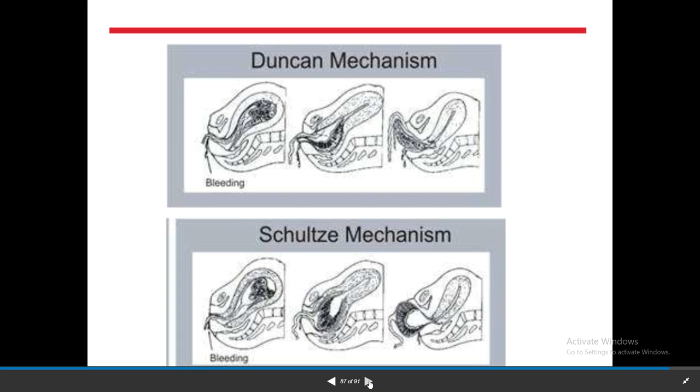This you can see in the Duncan method and Schultze method. This is how it is expelled, and here is how it is expelled. In one, the detachment starts from the center, and here the detachment of the placenta starts from the sideways.